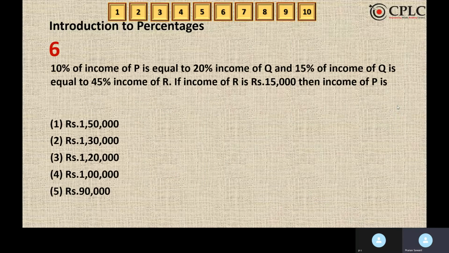Moving to the next question. 10% of income of P is equal to 20% of income of Q, and 15% of income of Q is equal to 45% of income of R. If income of R is 15,000, then income of P is what?